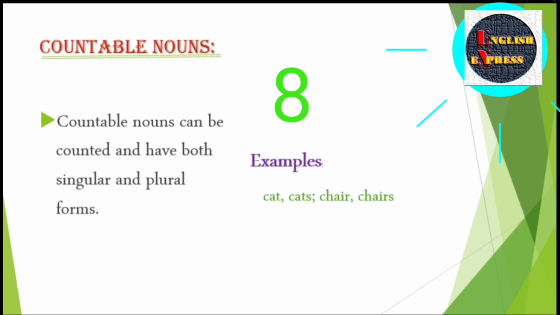Next, countable nouns. Countable nouns can be counted and have both singular and plural forms. Example, cat, cats, chair, chairs, animal, animals, pen, pens. So whatever the singular or plural forms, we can count that. So it is called countable nouns.